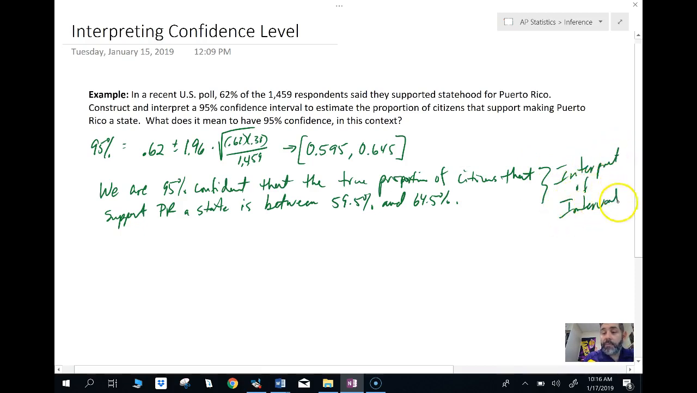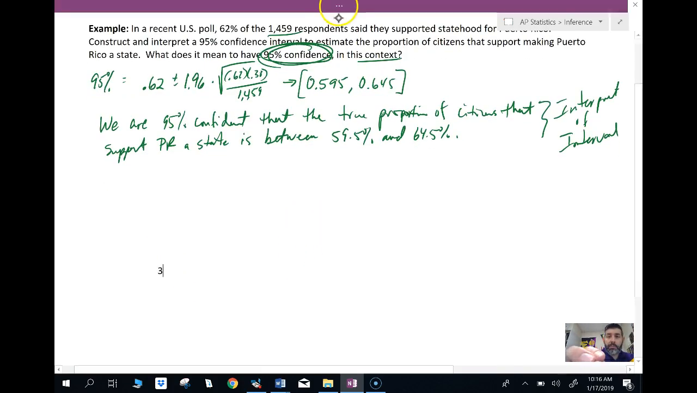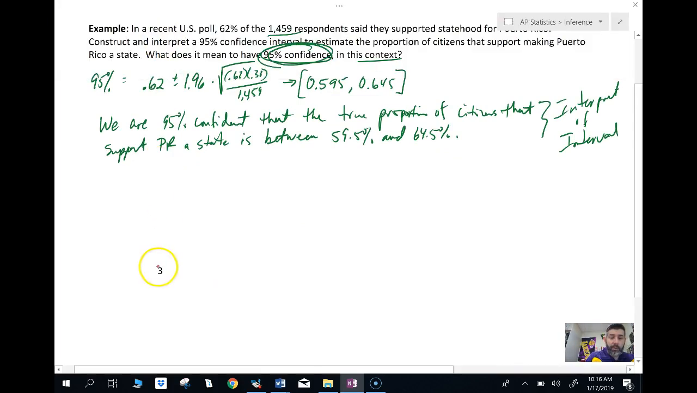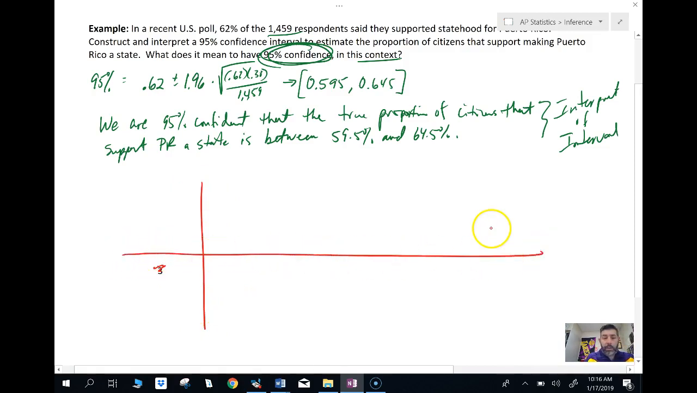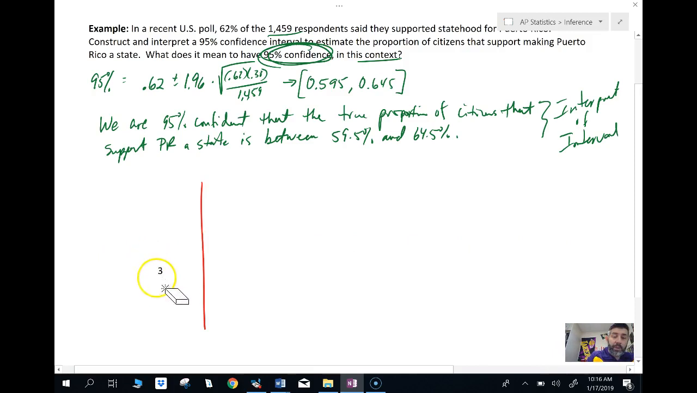But what does 95% confidence mean in this context? Let me show you what's going on. In a sampling distribution, I've taken a sample of 1,459 people, and I've created this confidence interval. So if in reality, this line right here is my true P, the true proportion.